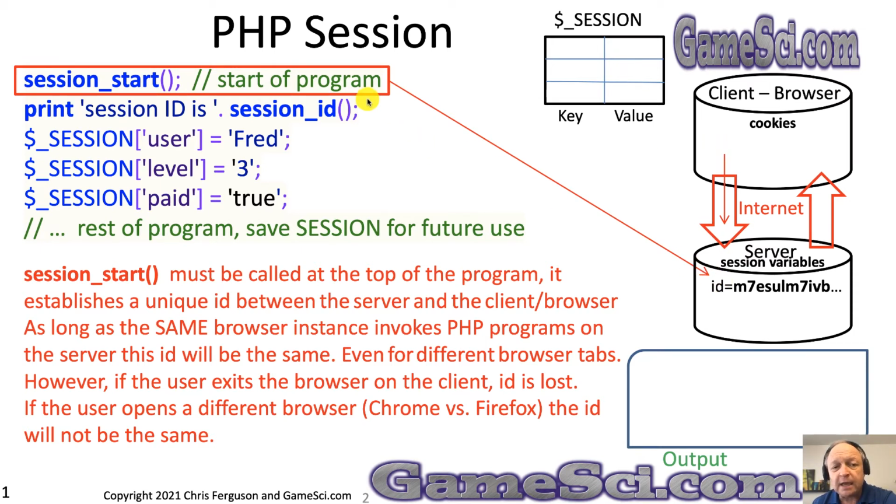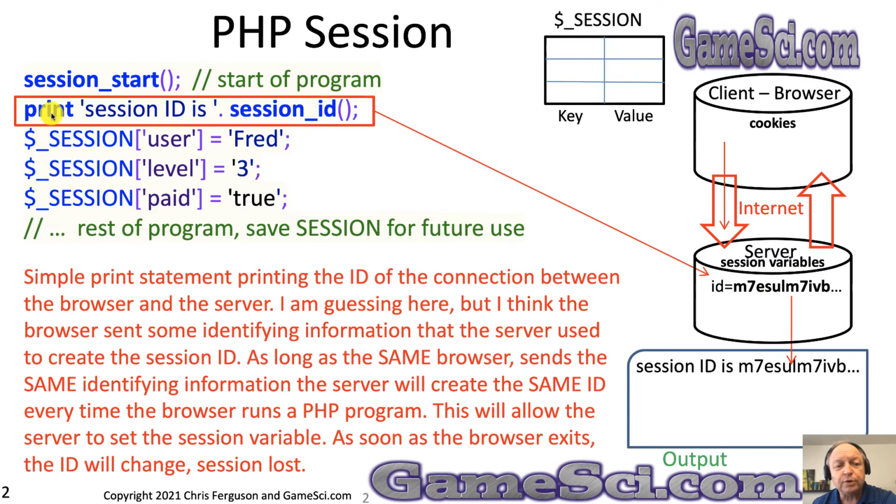You can see that when a session is started, a unique ID is stored on the server, identifying that connection with the browser. Print session ID is, and call the session_id function. A simple print statement, printing the ID of the connection between the browser and the server.